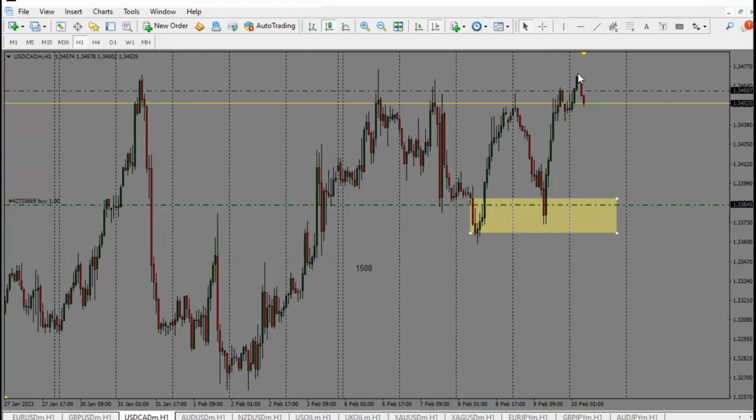So I hope you guys have learned a lot from this, and this is a very good tool that will help you in terms of your trading, whatever style of trading you are using.